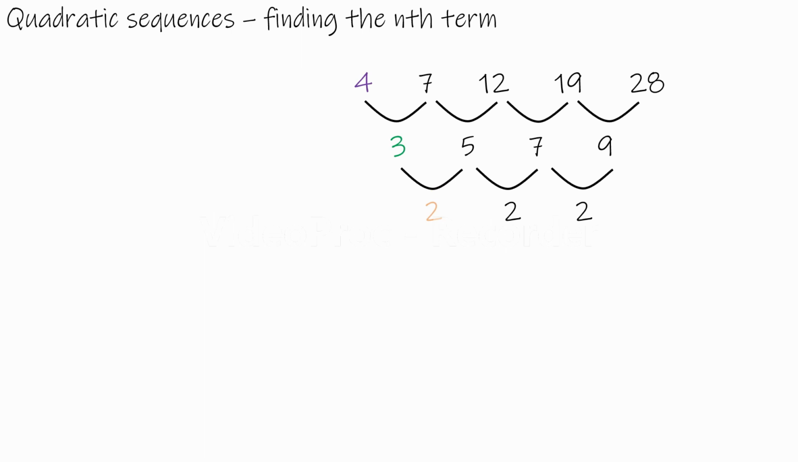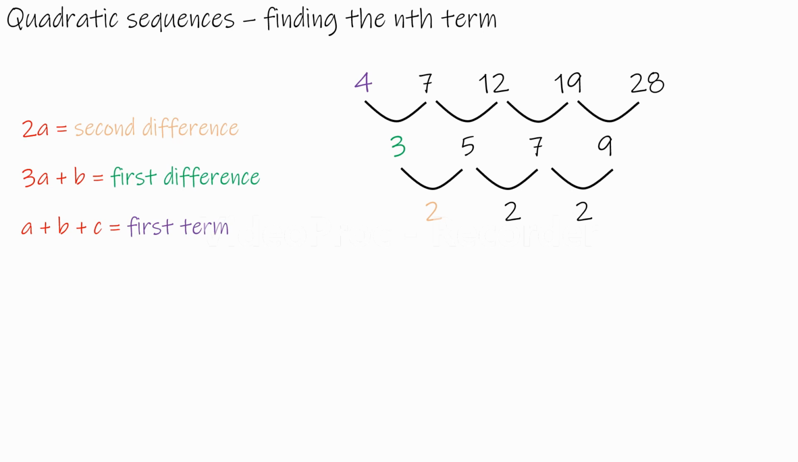Now, some rules for finding the nth term for quadratics. 2a is your second difference, in this case the orange 2. 3a plus b is the first difference, in this case the green 3, and a plus b plus c is your first term, in this case the purple 4. All nth terms for quadratic sequences are written in the form an squared plus bn plus c, which means you need to find a, b and c.